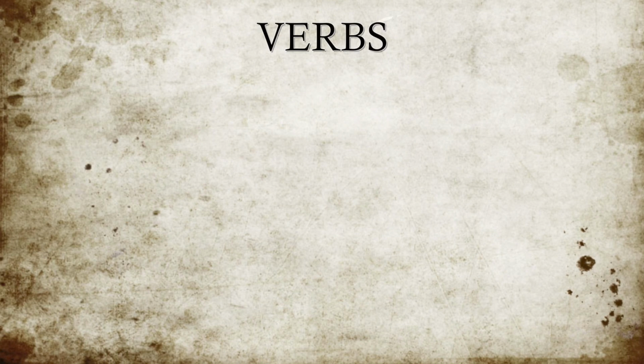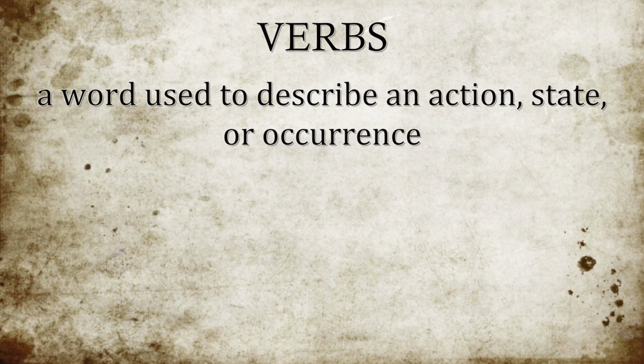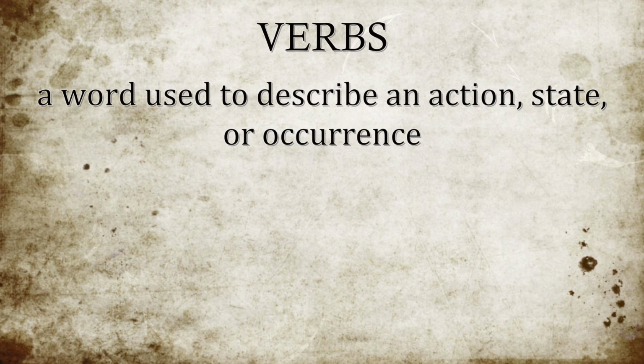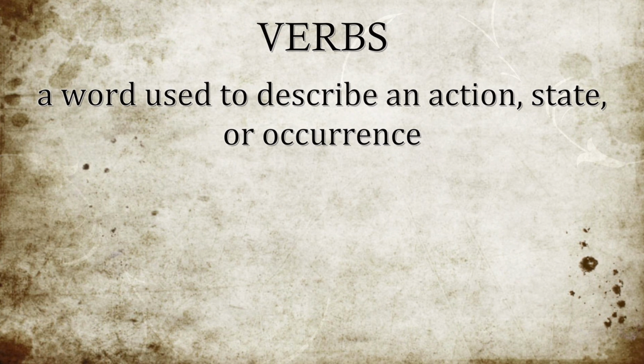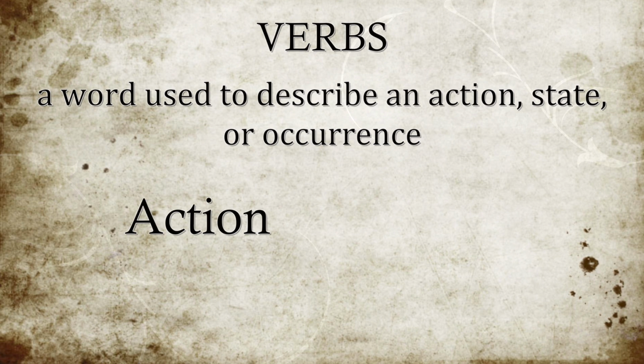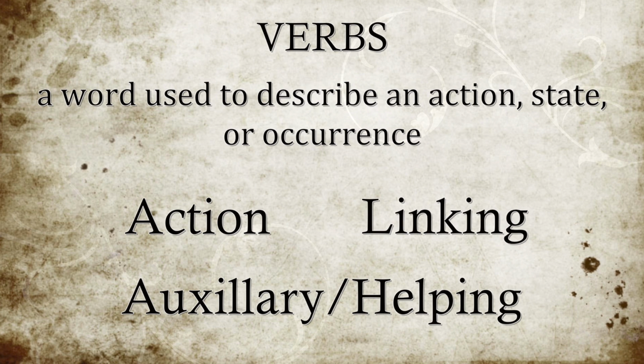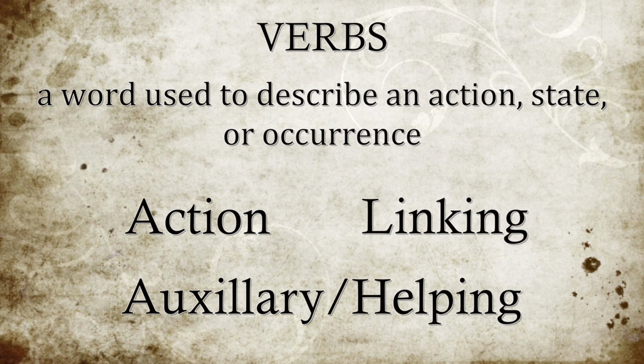A big question that we automatically have to ask ourselves is, what are verbs and what do those verbs mean? What do they do? Verbs are a word used to describe an action, state, or occurrence. And as I said, they can be broken down into 3 subcategories. Those subcategories are action verbs, auxiliary or helping verbs, and linking verbs. And we're going to talk about those a little bit.